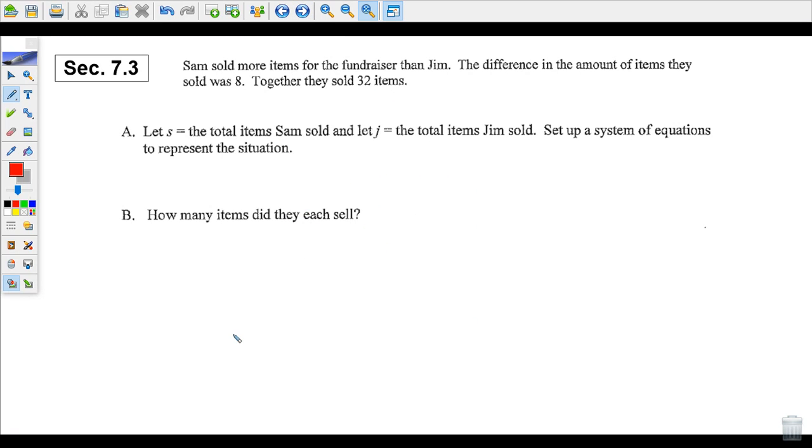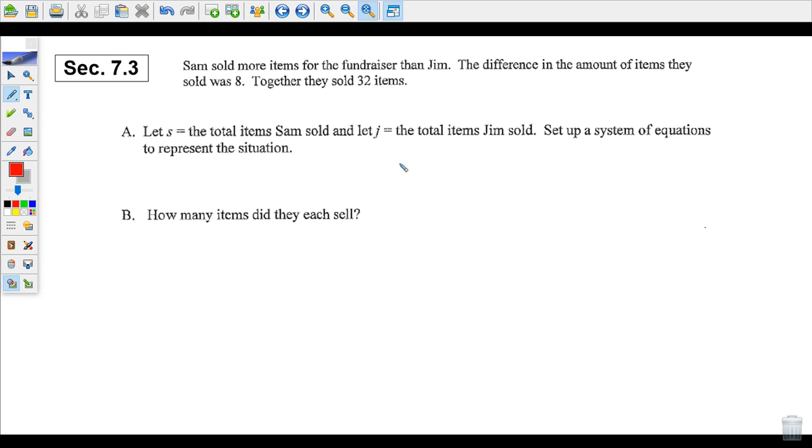Last one, story problem, and we'll be done with chapter 6 and 7. So Sam sold more items for the fundraiser than Jim. So Sam sold more. The difference in the amount of items they sold was 8. Together, they sold 32 items. Let S equal the total items Sam sold and J equal the total items Jim sold. Set up a system of equations to represent the situation.